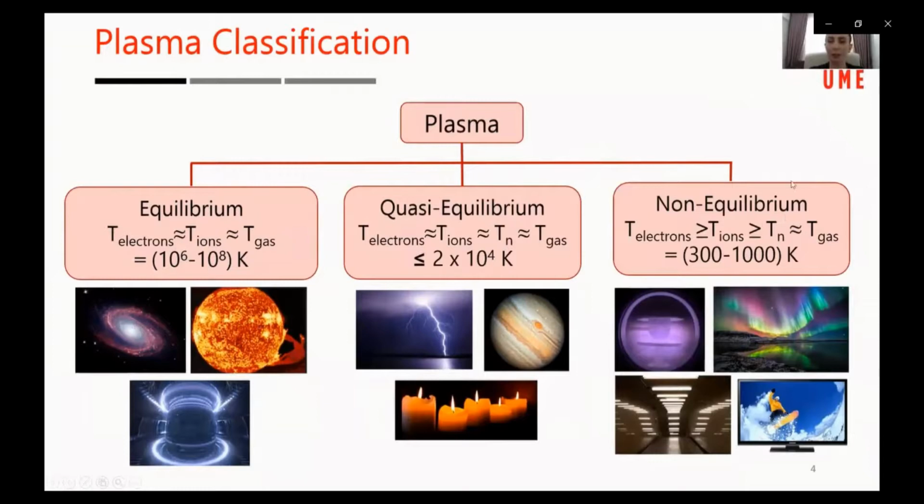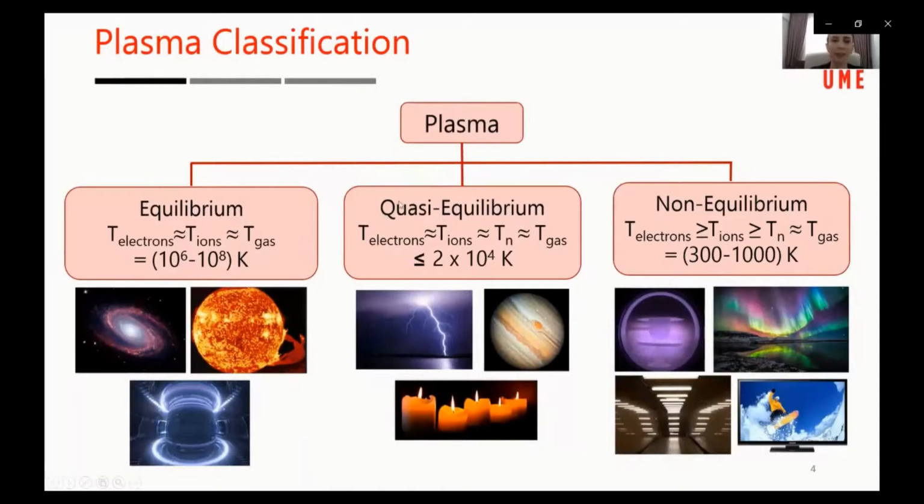In non-equilibrium plasma, on the other hand, this is a partially ionized gas, so you still will have some neutral atoms in this plasma. The highest temperature will be on electrons, followed by ions and neutral gas atoms. The neutral gas will have a temperature around 300 to 1000 kelvins. Examples of non-equilibrium plasma are glow discharge plasma that you can obtain in a laboratory, the beautiful aurora borealis, fluorescent lamps, plasma TV, and so on and so forth.